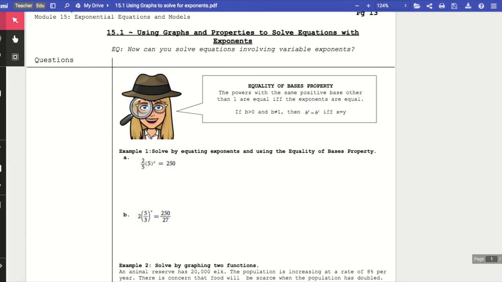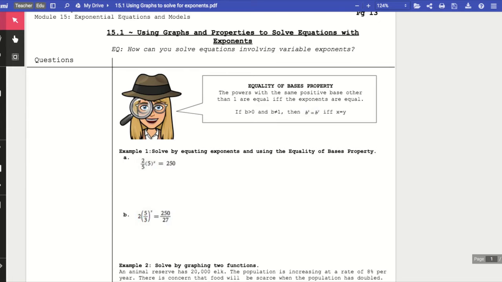Something that's going to be really helpful for us is the equality of bases property, which basically says that powers with the same positive base other than 1 are equal if and only if the exponents are equal. So 5 to the x is going to be equal to 5 to the y if x and y are the same. Using that, let's solve some equations by equating the exponents and using the equality of bases property.